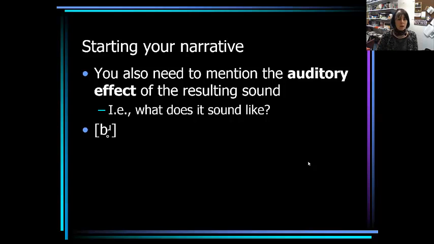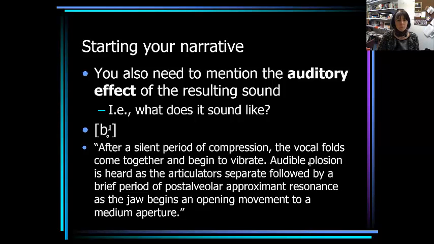So if we look at the example here from Brindle, after a silent period of compression, the vocal folds come together and begin to vibrate. Audible plosion is heard as the articulators separate, followed by a brief period of post-alveolar approximant resonance as the jaw begins an opening movement to a medium aperture. Okay, so that would be describing what we can hear, describing the movements and so on. So we need to be able to do that.